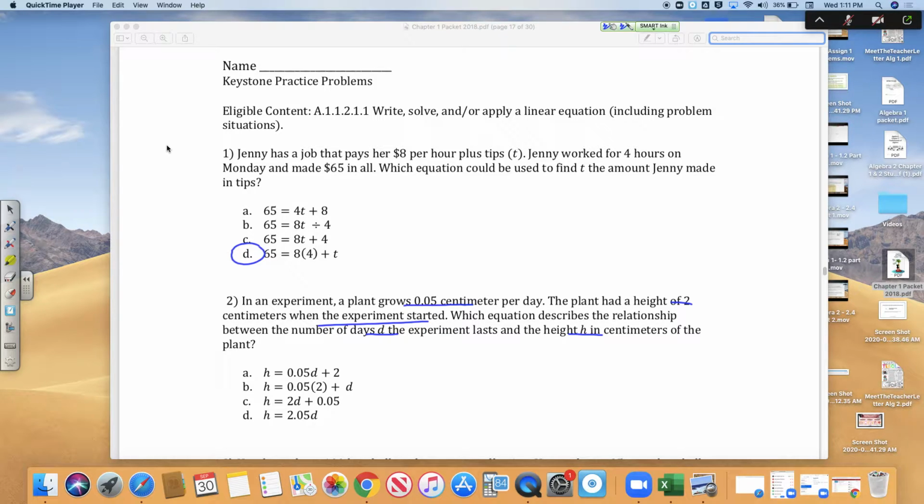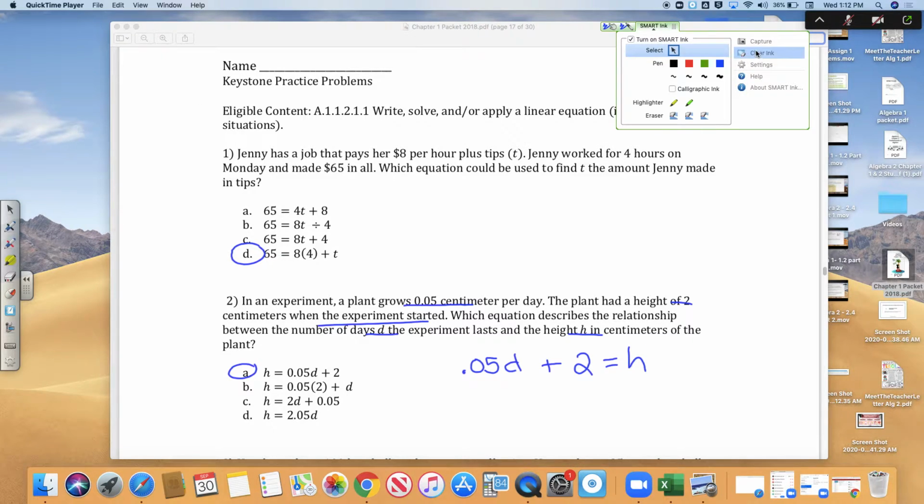So instead of using the 4 choices, why don't I create my equation? I know it grows 0.05 centimeters per day, and D represents the number of days, so that would be 0.05D. So I can already see that some of these might not make any sense. And I know the plant started at 2 centimeters tall, so that would be plus 2. That would be equal to its total height. So looking at this one, the only one that this could possibly be would be A. So for number 2, it would be A.